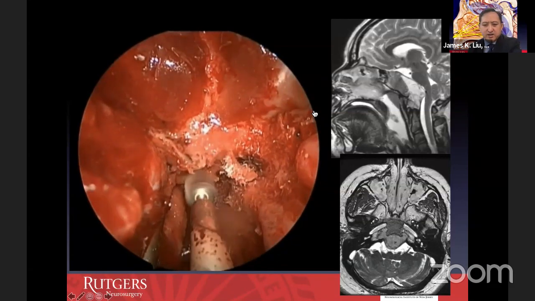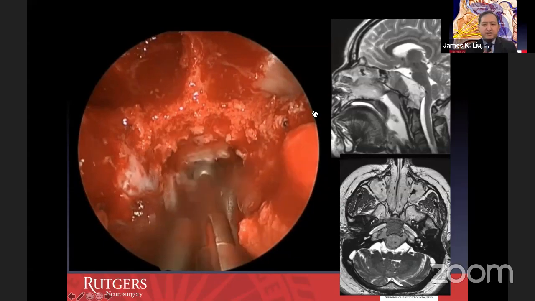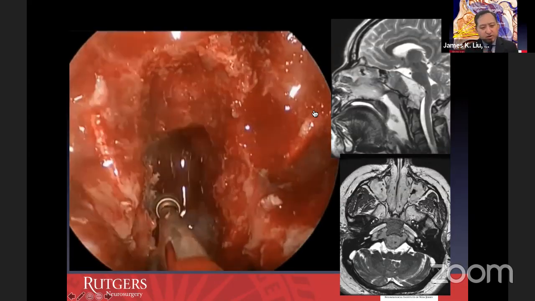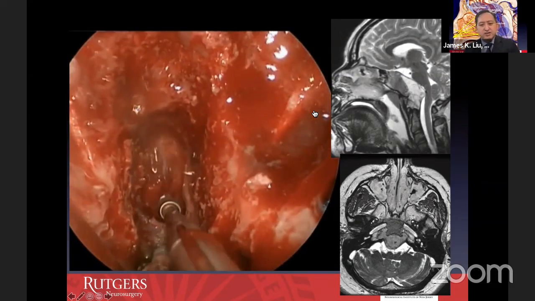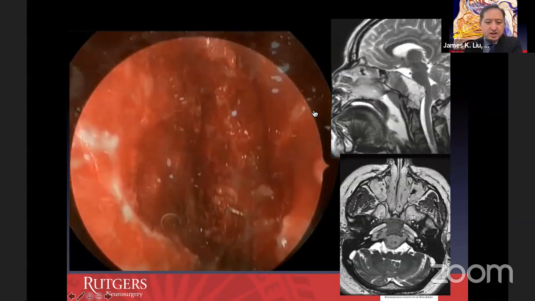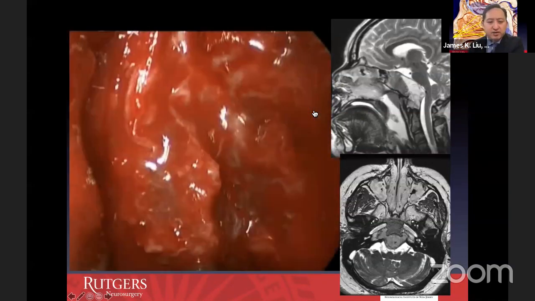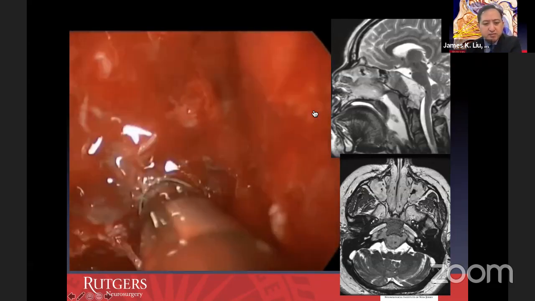And this soft tumor was hidden behind a big rock of the clivus. The clivus itself was not eroded by tumor. So this required a lot of drilling and excavation of this dense bone. So it's important to use CT angiogram image guidance. You don't want to injure the periclival carotid arteries when drilling this clivus. So it's important to stay in the midline.